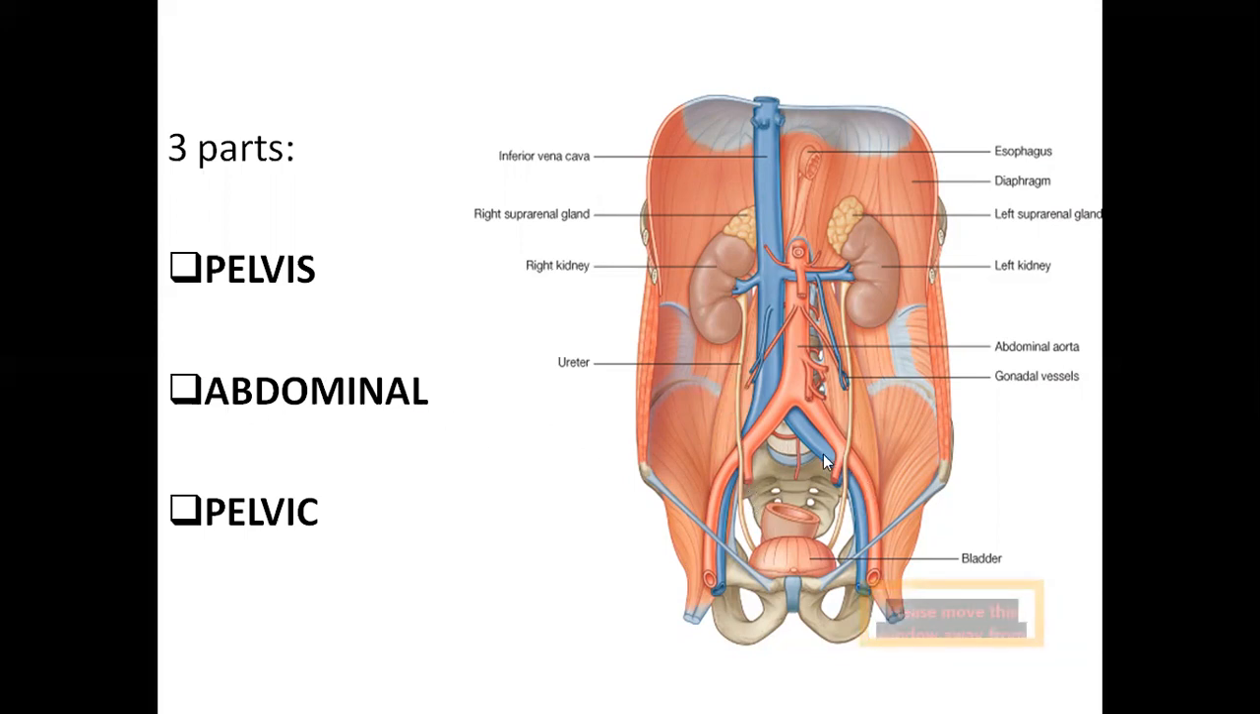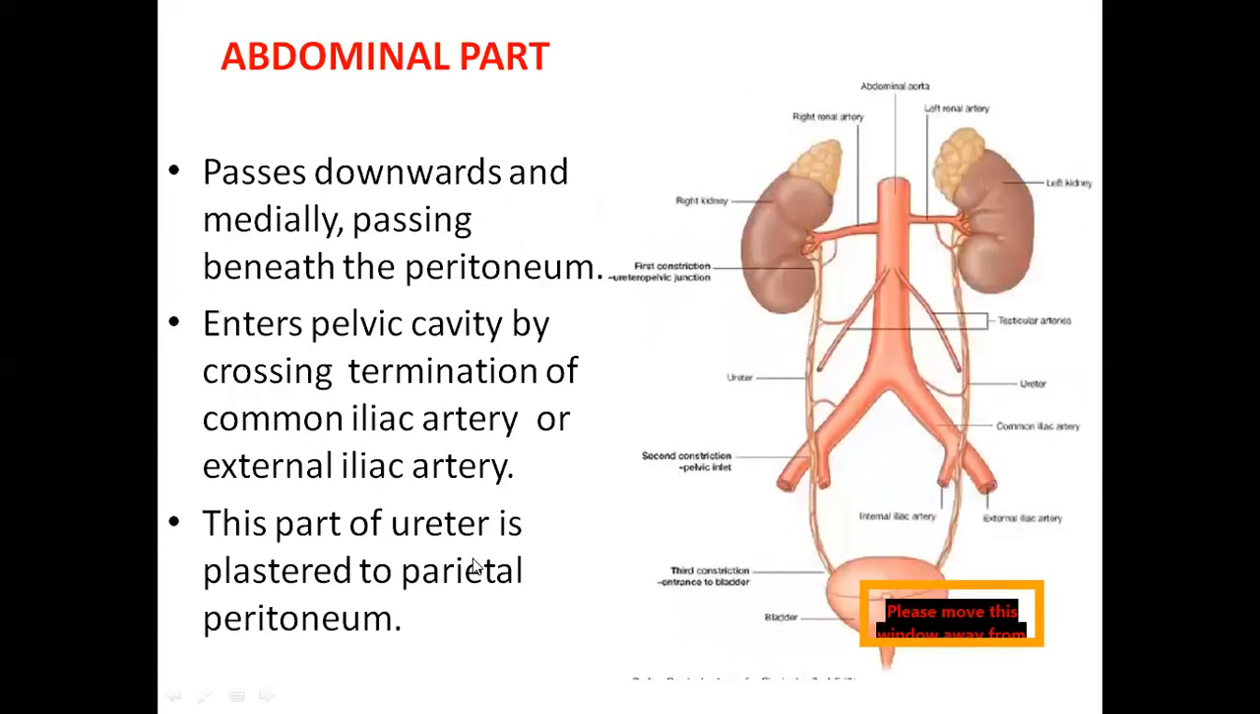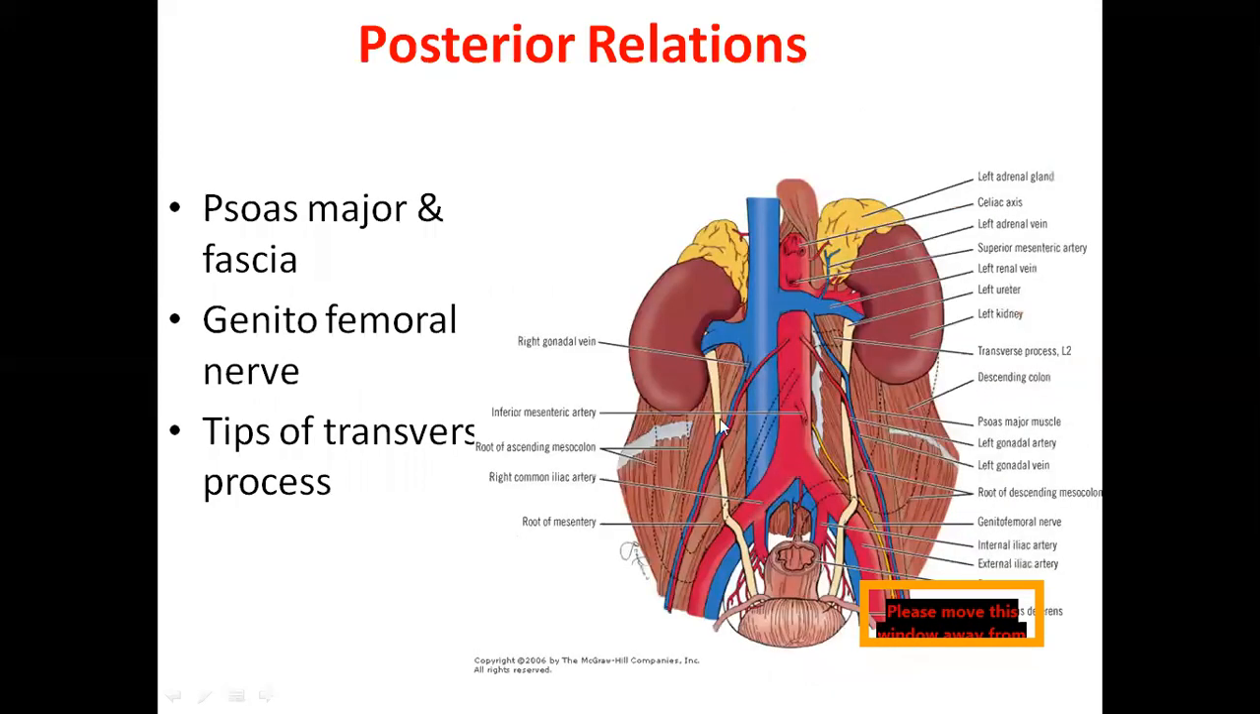After crossing the iliac vessels, this is our pelvic cavity, right? The part of the ureter which runs in the pelvic cavity, you call it the pelvic part of the ureter. Okay, now let us talk about the abdominal part, which passes downwards and medially, below the peritoneum, that's how it is retroperitoneal, and enters the pelvic cavity by crossing the termination of the common iliac or external iliac artery. This part of the ureter is plastered to the parietal peritoneum, that means it is attached to the parietal peritoneum.